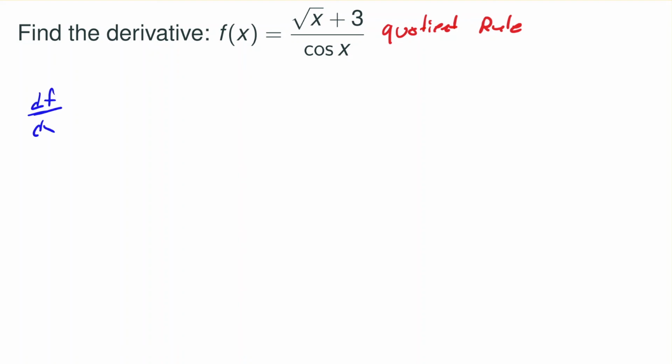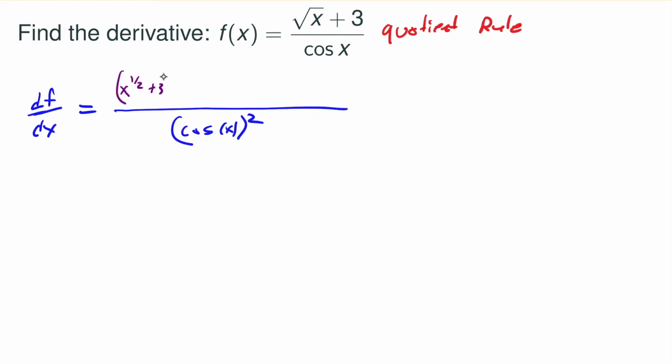So then df dx equals the bottom function, entire thing square, top function derivative, square root of x. So actually for square root of x, let's rewrite it as x to the half power plus 3, entire thing, I'm noting different notation, d dx of this, times cosine x, minus derivative of cosine x times just the function x to the half power plus 3.